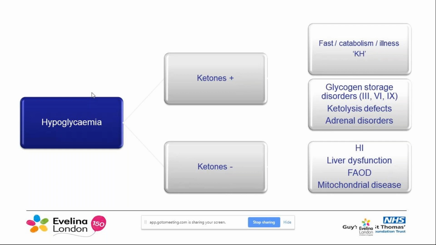And if they're ketotic, it gives us a little bit of a different list. So some of the GSDs that are ketotic, ketolysis defects where you can't break down ketones, and then ketotic hypoglycemia, as I'm sure you've heard of before, but this is really a physiological or an exaggerated response to fasting with the production of excessive ketones and hypoglycemia, usually triggered by a catabolic stress of some sort.